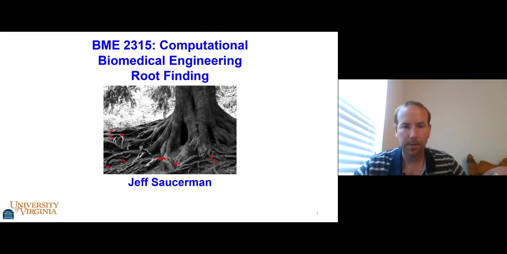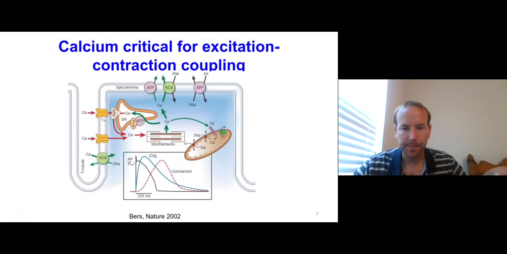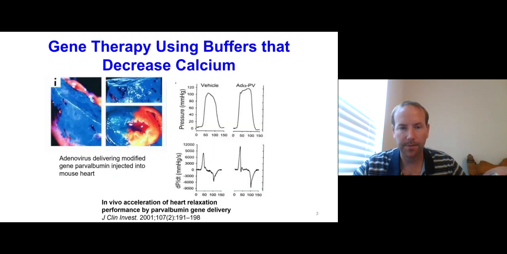In today's lecture, we're going to be talking about root finding. As the biological example in this section, we're going to be talking about calcium signaling. As you may have seen already in your physiology course, calcium is critical for contraction of muscle cells. Basically, calcium enters from these ion channels and is released into the cytoplasm where it binds to myofilaments and initiates contraction.